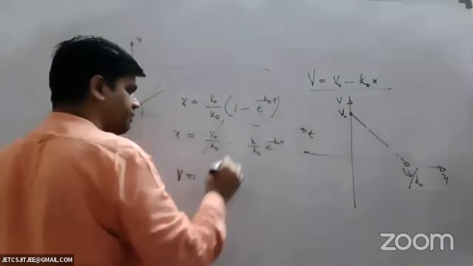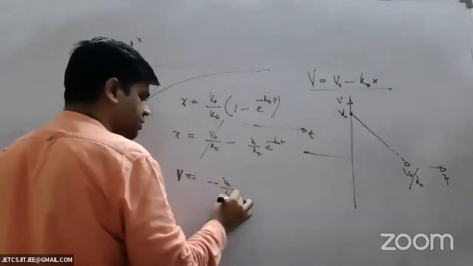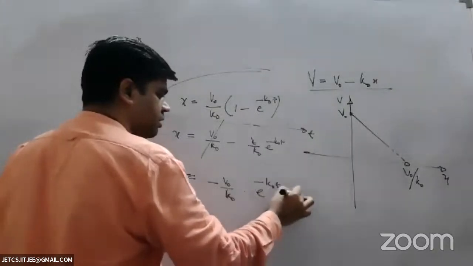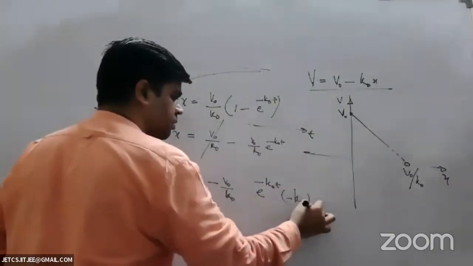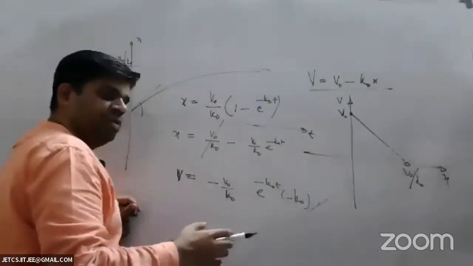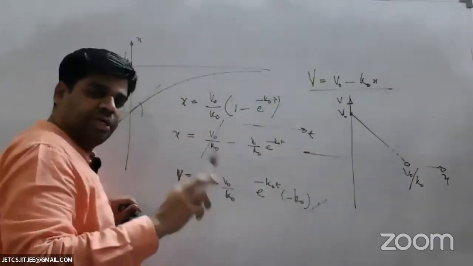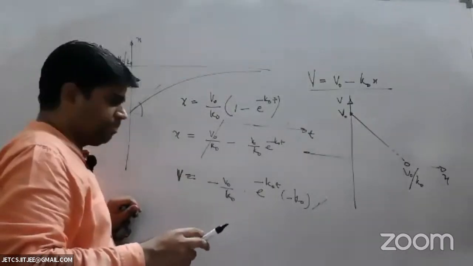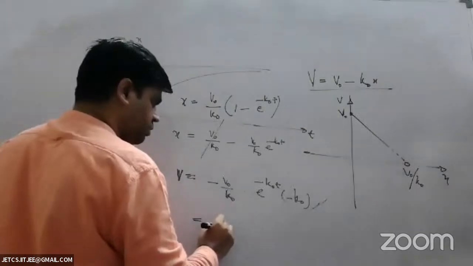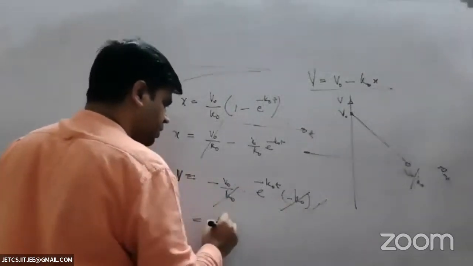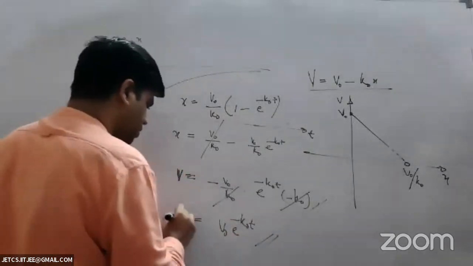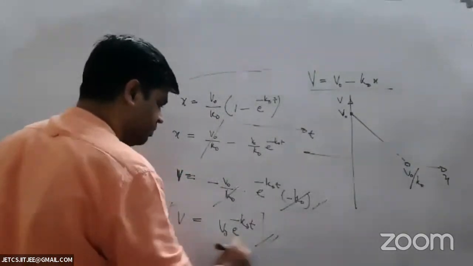The derivative of this one. What is the derivative of this? Minus v0 by k0 is constant, into e power minus k0 t, into minus k0 is my derivative. Chain rule: the derivative of e power ax is e power ax into a. So k0 gets cancelled out. I'll get v0 into e power minus k0 t. So this is my velocity as a function of time.